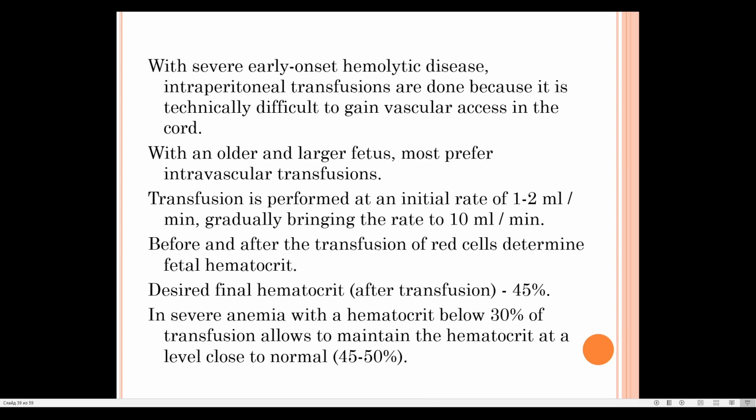Transfusion is performed at an initial rate of 1 to 2 ml per minute, gradually bringing the rate to 10 ml per minute. Before and after the transfusion of red cells, determine fetal hematocrit. The desired final hematocrit after transfusion is 45%. In severe anemia, with a hematocrit below 30%, transfusion allows maintaining the hematocrit at a level close to normal, which is 45 to 50%.